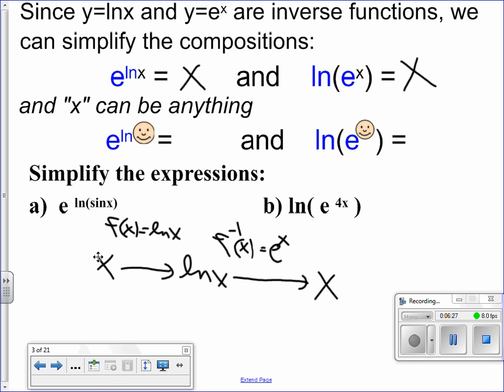And it doesn't have to just be x. It can be anything. That's why I'm trying to make it like e to the ln of happy face. If you have e to the ln of happy face, what are you going to get? There you go. It doesn't matter. Don't get all hung up on the particulars. Or if you have the ln of e to the happy face, happy face.